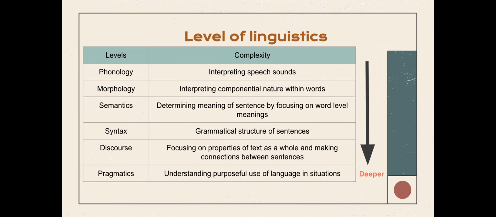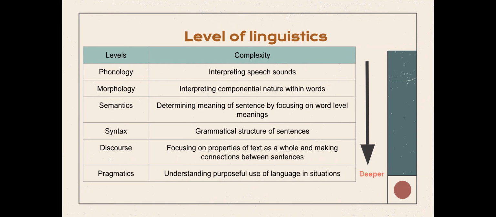And the others are morphology, which is interpreting the componential nature of the words, which is, within a word, can you break it down further? For example, unfriend. Friend means it's a positive thing. Unfriend means it's a negative thing. So the un and friend would be two aspects.